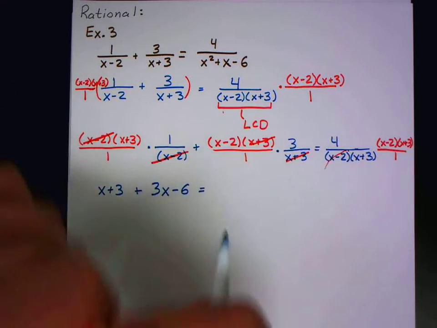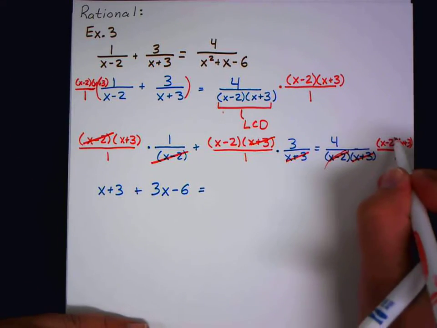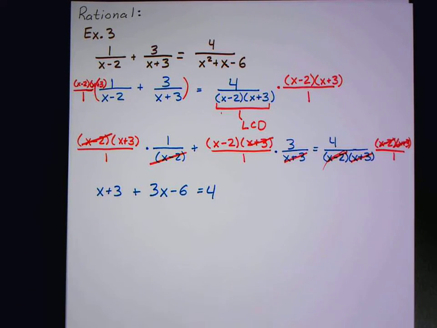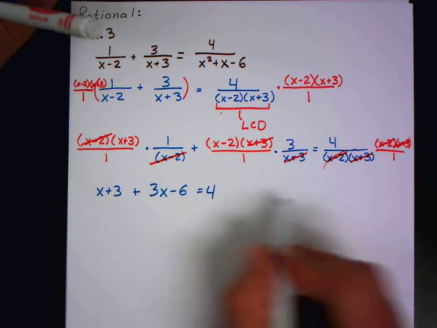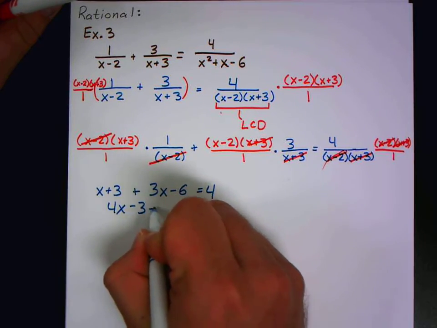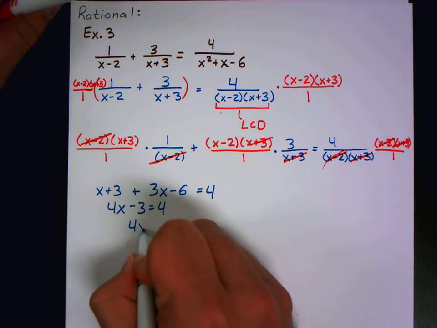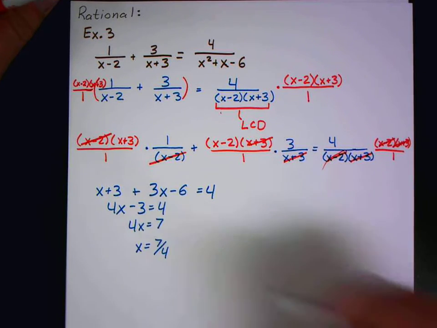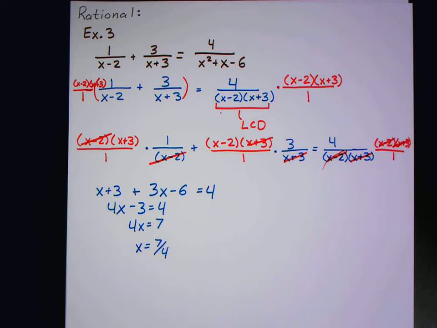On this side, everything cancels out, so all I'm left with is 4. So now, with my actual solving, I don't have to worry about fractions. My fractions are gone. All I have to do is solve. So let's see. 4x minus 3 equals 4. 4x equals 7, so x equals 7/4. I'm done.